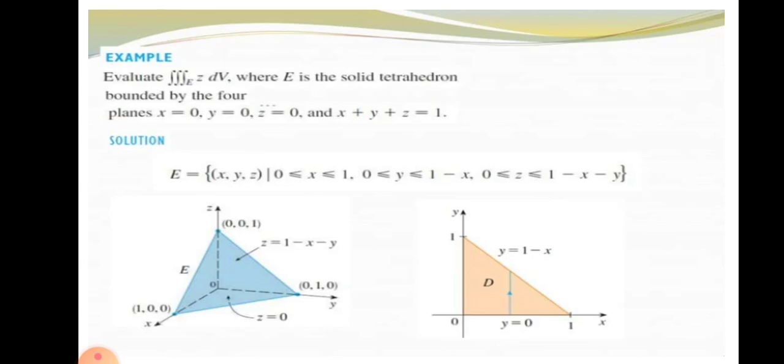We come up with x, y, z. For x we have 0 to 1, for y we have 0 to 1 minus x, and for z we have 0 to 1 minus x minus y. As you observe in the illustration, that would be the tetrahedron. So we have the particular limits, and we come up with a solution.